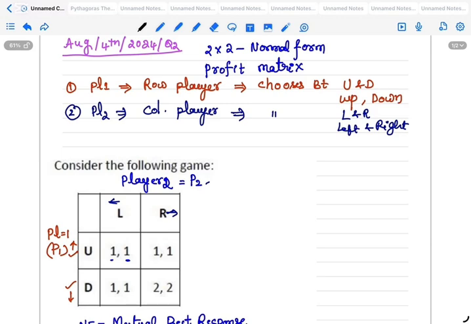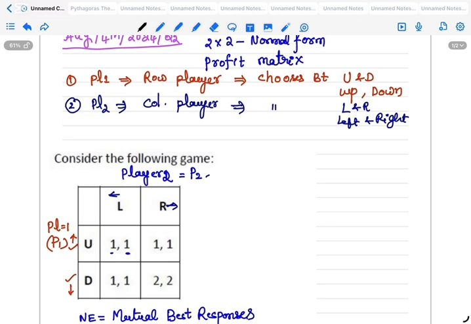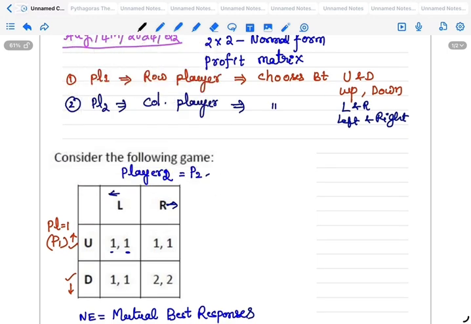Okay. So what is Nash equilibrium? They are asking to find the Nash equilibrium in this game. Nash equilibrium is mutual best responses. How to find the best responses? There are two cases. First we consider case 1. There are two cases because player 1 plays one case, player 2 plays another case.